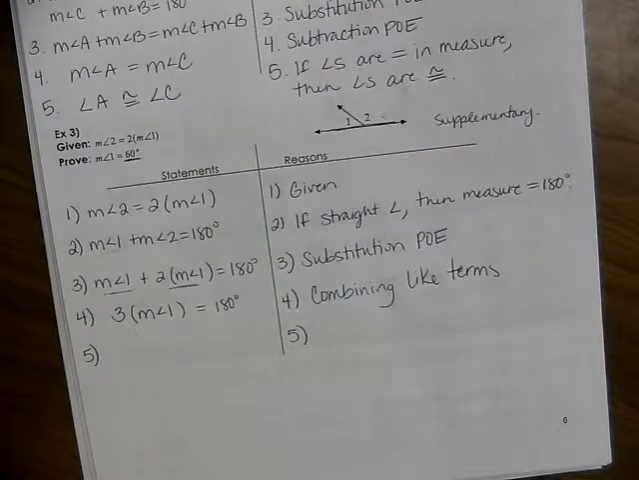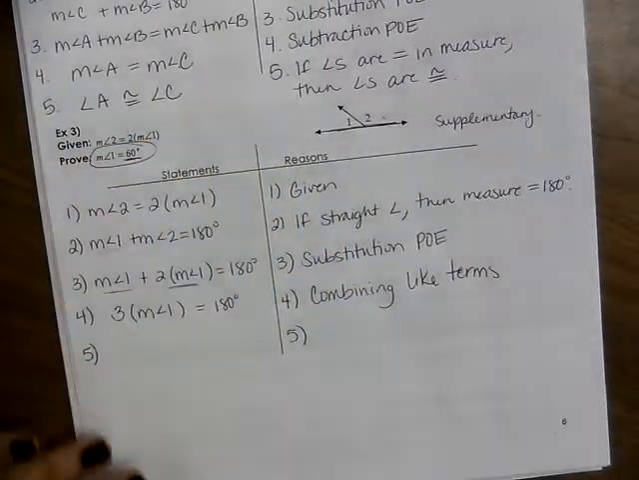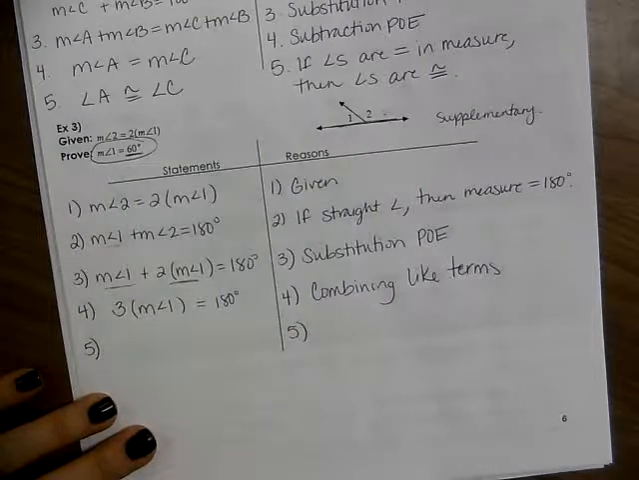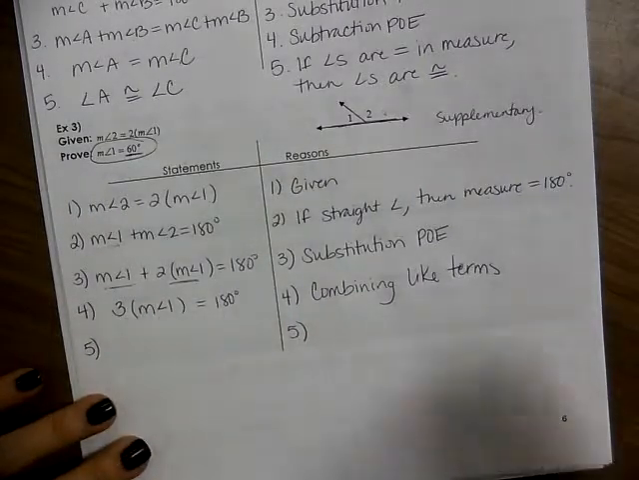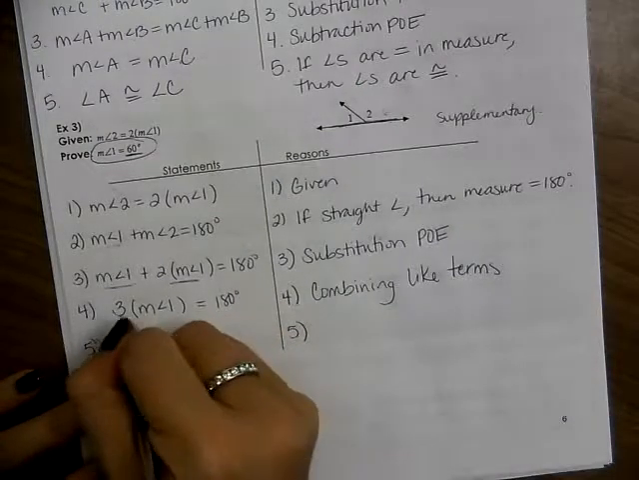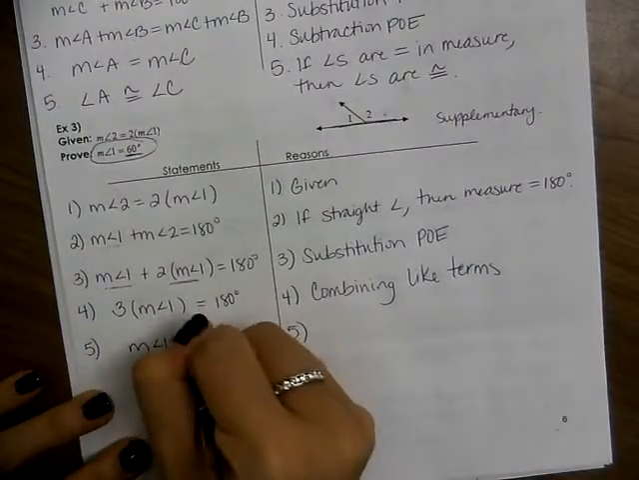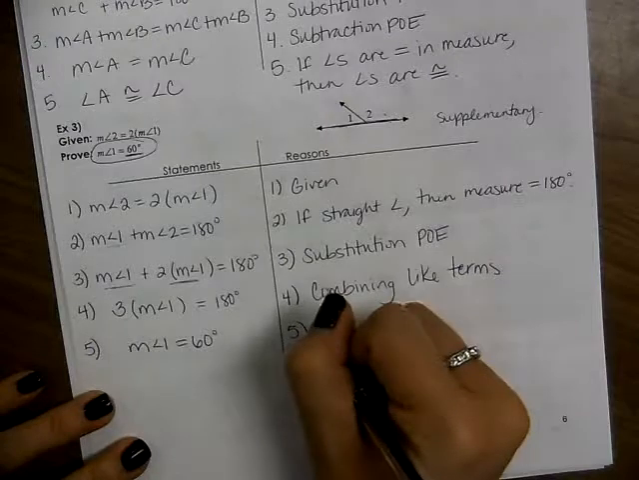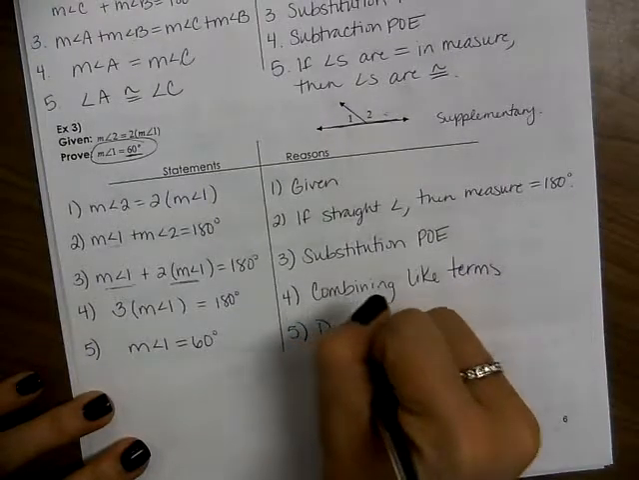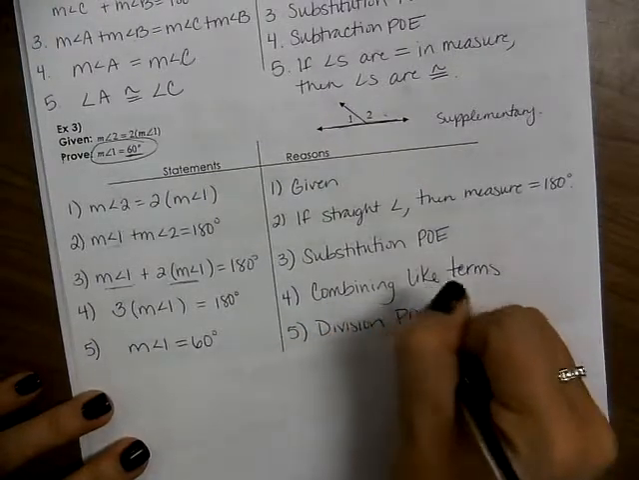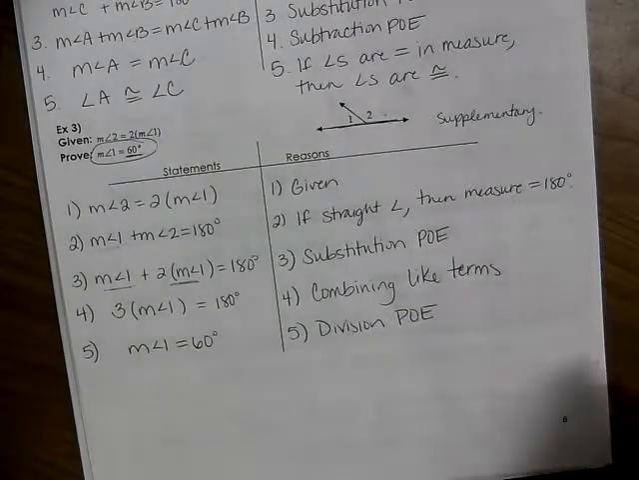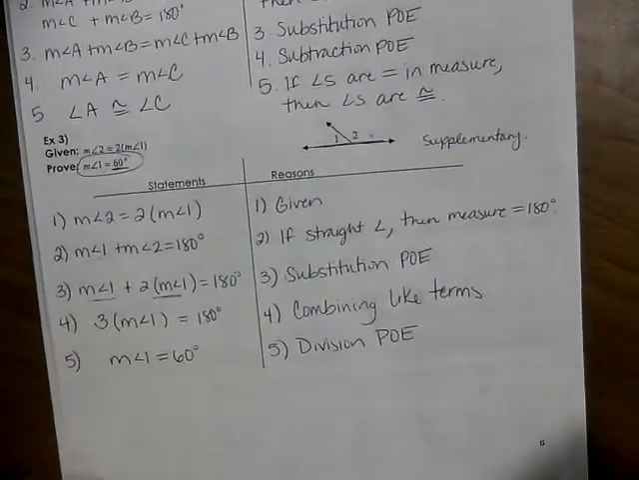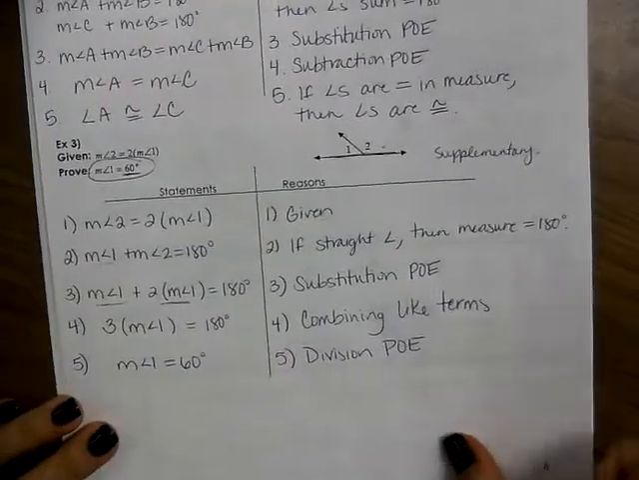So hopefully you see where we're going to end, right? We're trying to get to the fact that the measure of angle 1 equals 60 degrees. So if you think about this like 3x equals 180 degrees, then you got to divide by 3 on both sides. And when you do that, we get the measure of angle 1 equals 60 degrees. So that would give us the division POE, or property of equality. Okay, let's keep going.